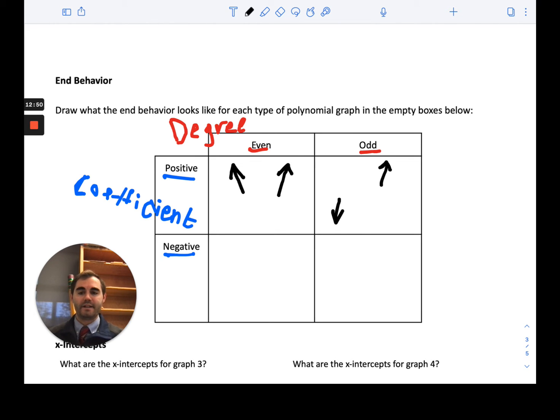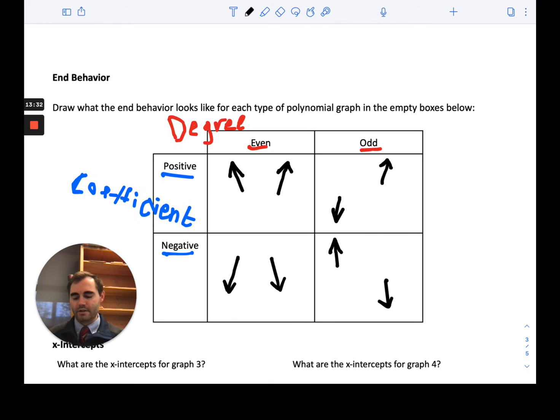Now, when we put a negative sign out in front, we get something a little different. In fact, we get the opposite. When it's negative and even, notice that the arrows went down, right? The graph is going down towards negative infinity. And when it was odd and negative, the arrows just reversed, right? So instead of going down towards negative infinity on the left, now the left is going up towards positive infinity, and on the right, the graph is going down towards negative infinity. So the arrows just swap, in other words, the direction the graph is going just swaps, okay?